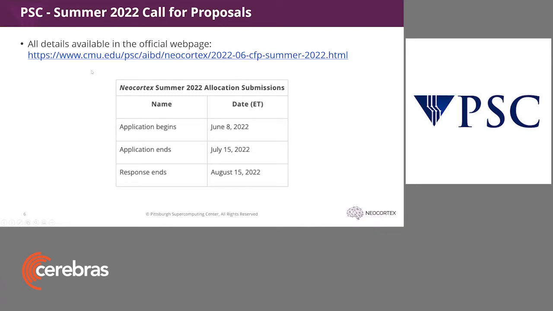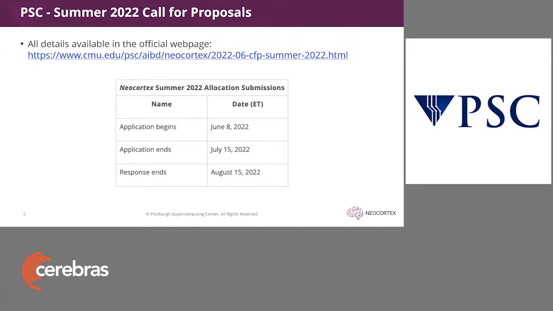I'm a co-PI of the Neocortex project at Pittsburgh Supercomputing Center. And we just wanted to share that we plan to start our open applications for our next call for proposals tomorrow, actually. So if you're interested, please go to the webpage that's linked over there, and there will be details. But the timeline is we plan to open applications tomorrow and leave them open until July 15th. And then by August 15, we hope to have finished reviewing the proposals and get back in touch to folks.